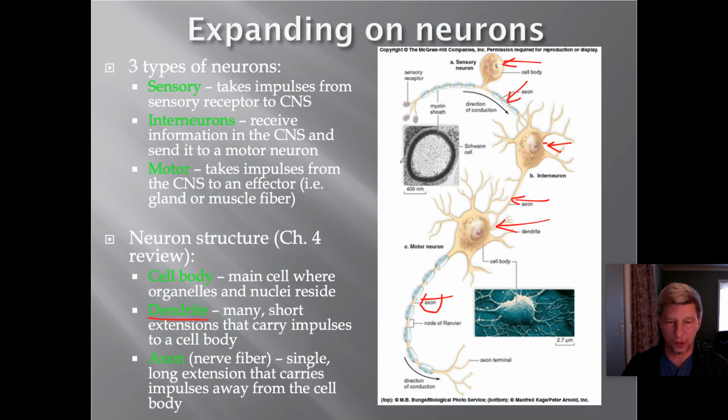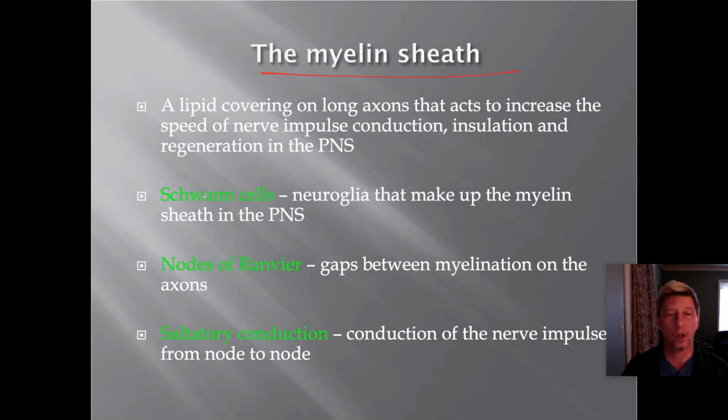It's generated by what we call Schwann cells. All right, these are also known as oligodendrocytes, but we'll get back to that later. These are neuroglia, support cells that make up the myelin sheath in the peripheral nervous system.